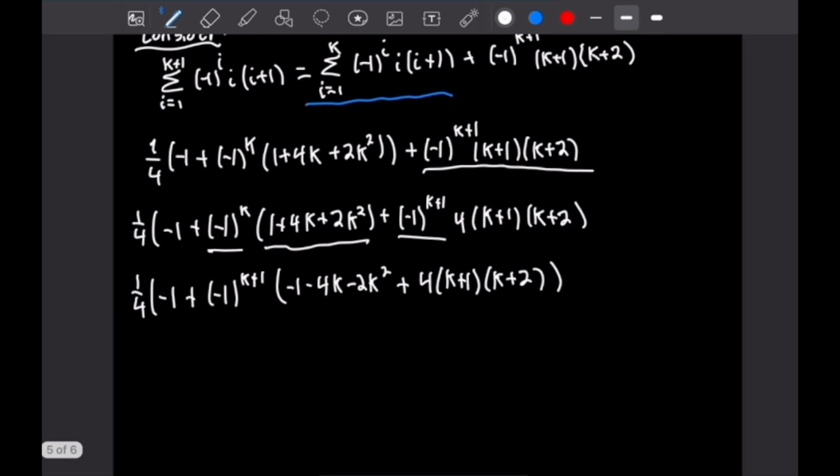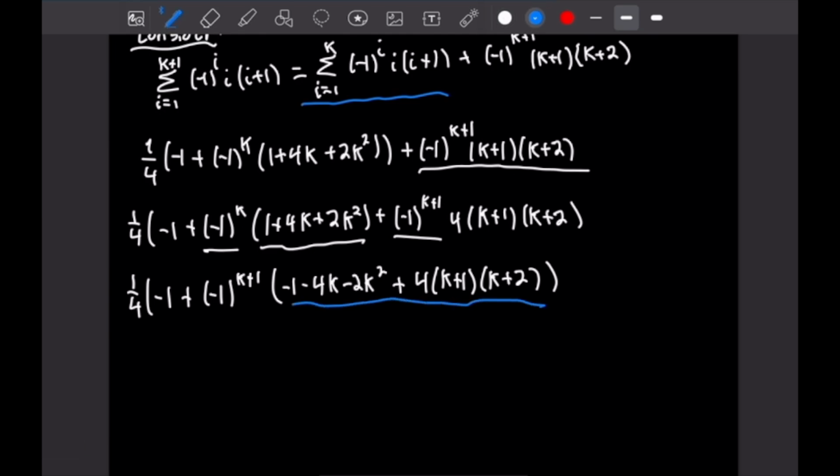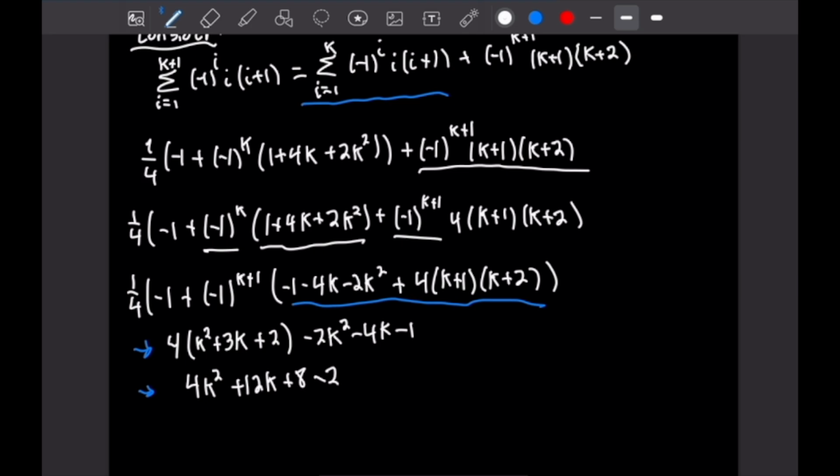Great. So I'm going to go ahead and draw a blue arrow to show that we're just going to work with what's inside these parentheses here, so I don't have to write out that front part every single time. And so let's begin by multiplying our k plus 1, k plus 2, and 4 out. So that we will have 4 times k squared plus 3k plus 2, and that will be minus 2k squared minus 4k minus 1. And then we can multiply that 4 out, which will give us 4k squared plus 12k plus 8 minus 2k squared minus 4k minus 1.